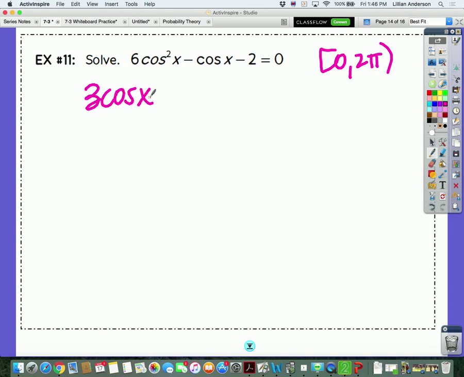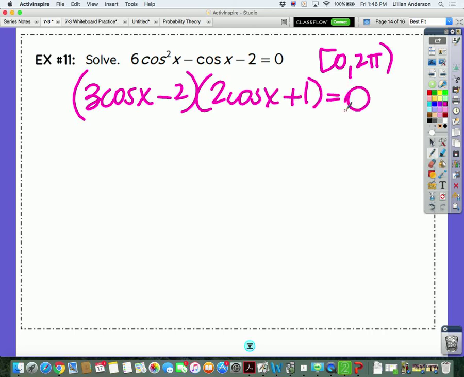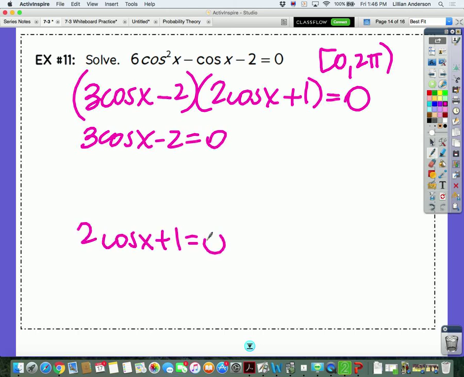3 cosine x plus 2. Minus 2, and then that you would set equal to 0 and just double check. Yes. So then you'll set both factors equal to 0. Solve for the trig function. Where'd you get the two? Because you were looking for two numbers that multiply to give you negative 12. They said it was negative 4 and 3.